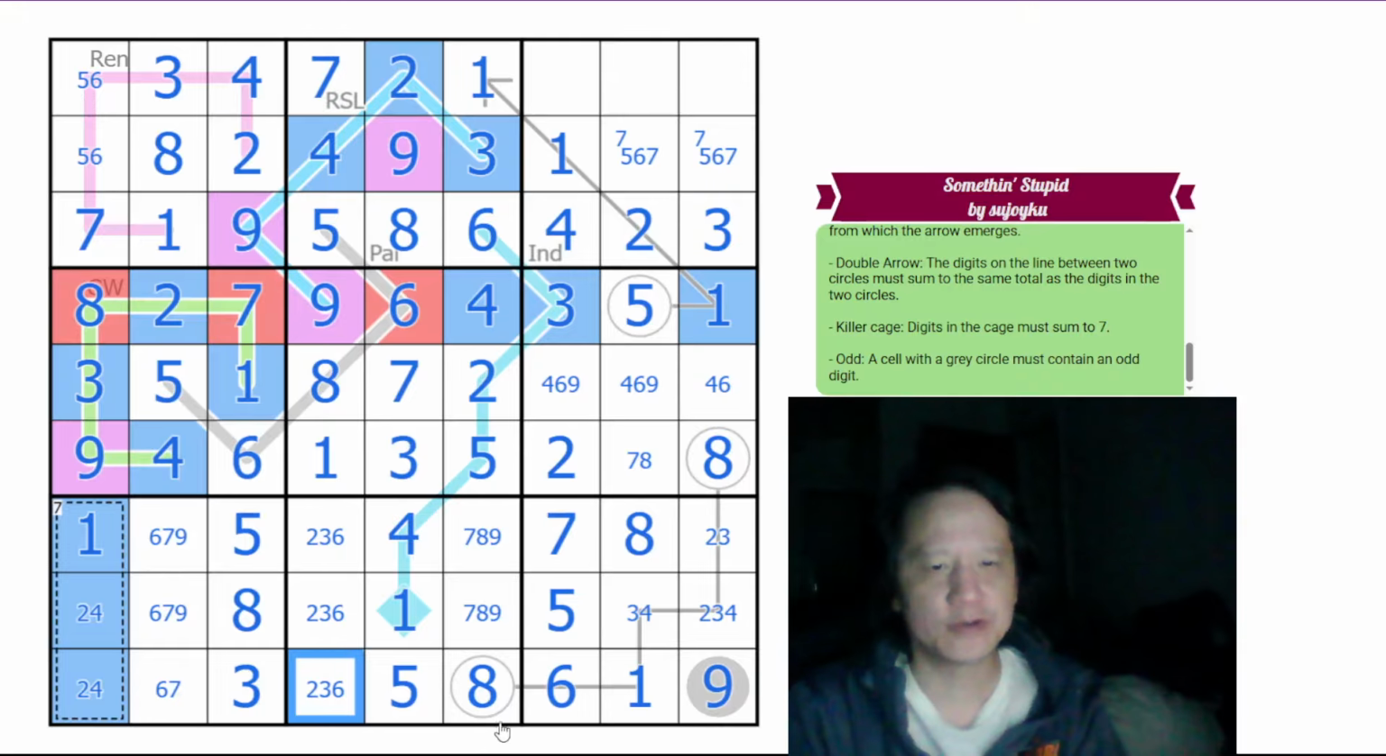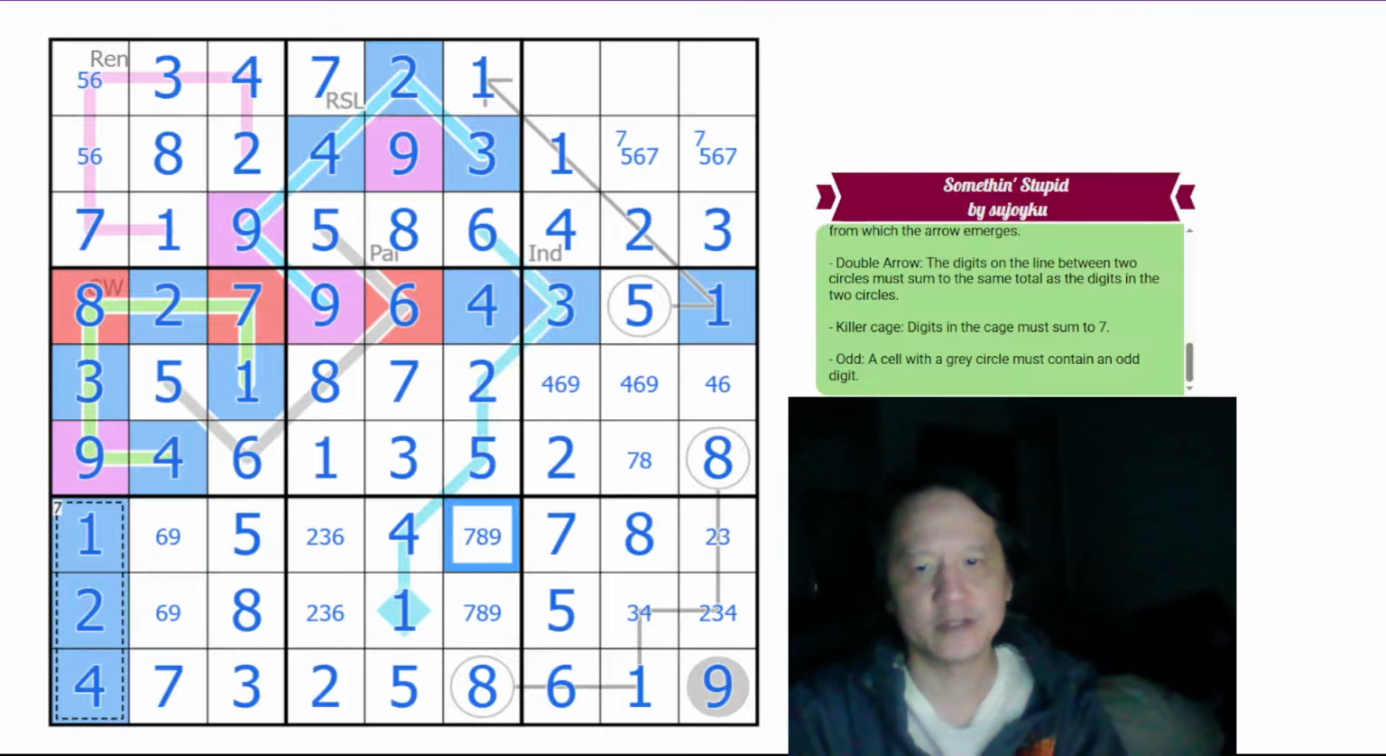This can't be 3 or 6, so it's 2, which makes this not 2, so it's 4, which makes this 2. This 6 eliminates 6 here, so it's 7. So none of these could be 7. This can't be 7 or 8, so it must be 9. This can't be 8 or 9, so it's 7.